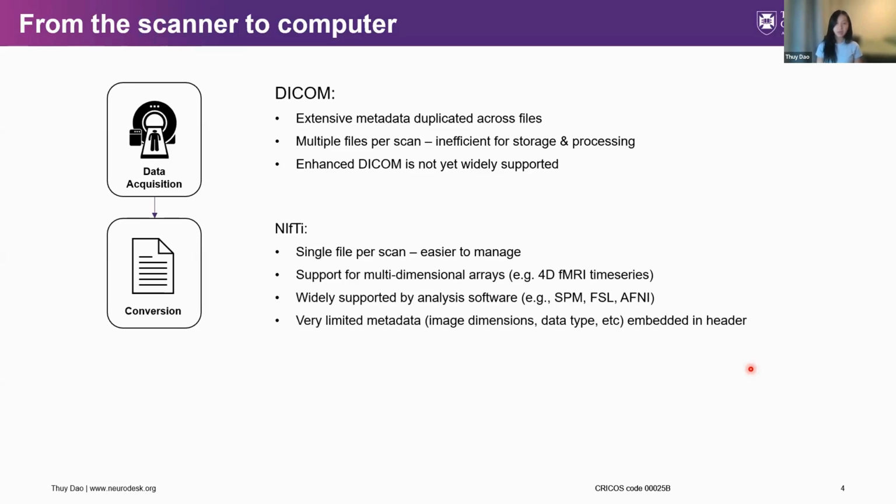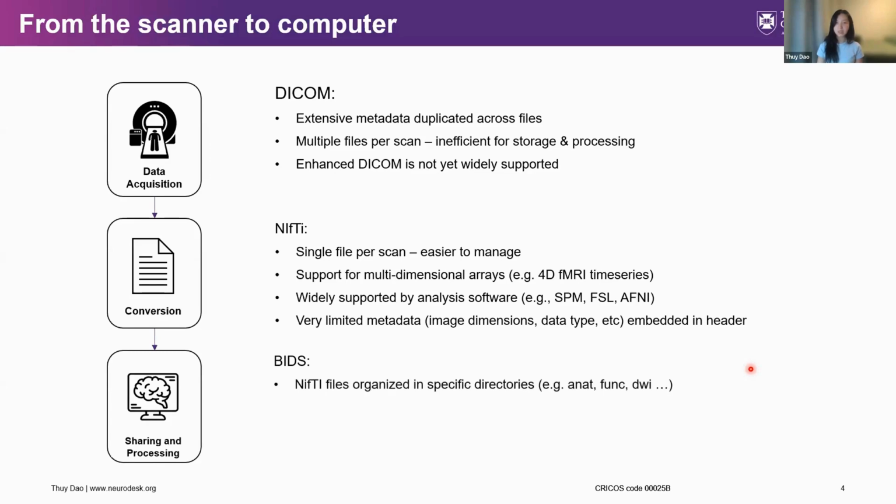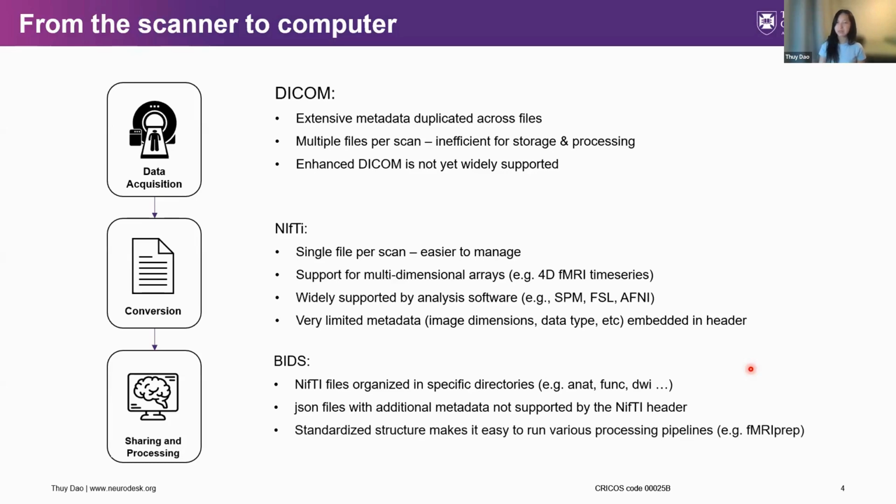And this is where the BIDS standard comes in. In this data structure, your NIfTI file will be placed in a specific directory, and additional metadata like acquisition parameters will be stored in a JSON file, and that way it will complement the minimal metadata in the NIfTI header. And most importantly, we create a standardized structure that makes it easy to run automated pipelines for your analysis.